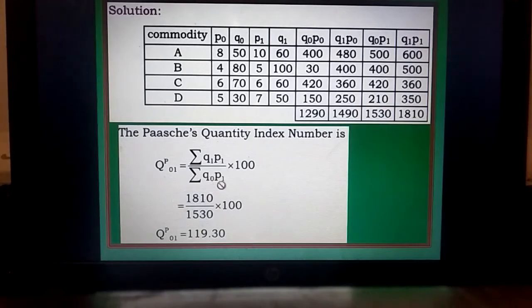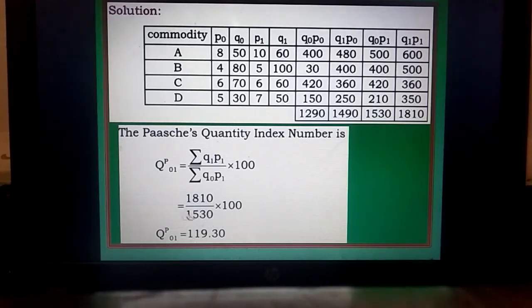And in the denominator what we want? Sum of Q0 P1. So Q0 P1 also to be calculated. Q0 are here and P1 are here. 50 multiplied by 10, 500. 80 multiplied by 5, 400. That way when we complete the calculation and take the sum, we are getting 1530. So that is to be substituted in the denominator.